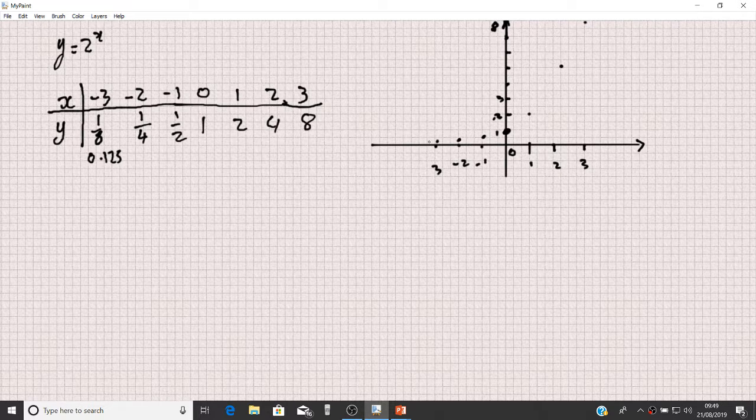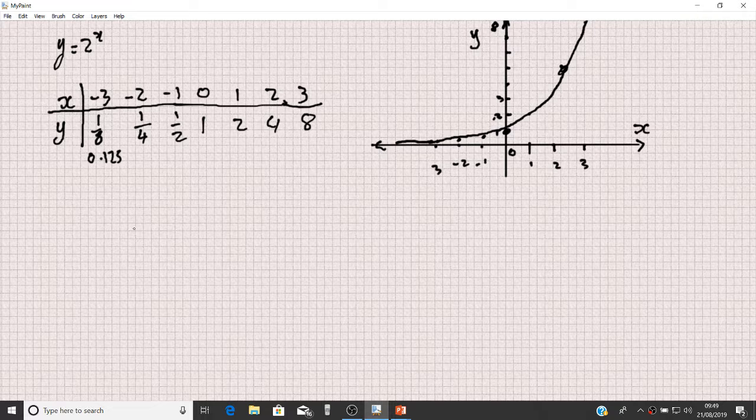So what we have in effect is a curve that is exponentially increasing, and the curve will never touch the x-axis. It will always be above the x-axis, and as x approaches negative infinity it approaches the x-axis. We call it an asymptote because it's approaching the x-axis but never quite getting to it.